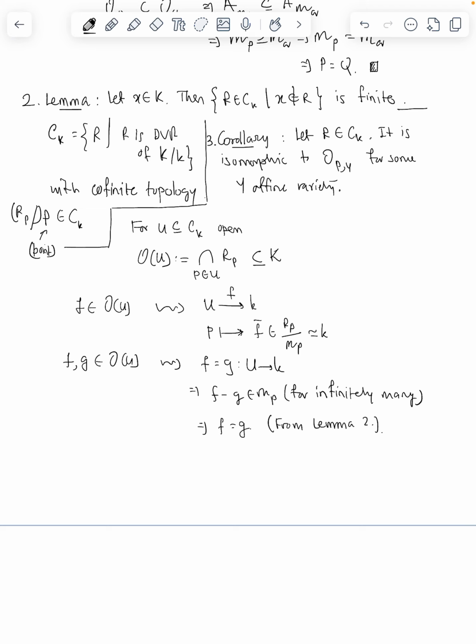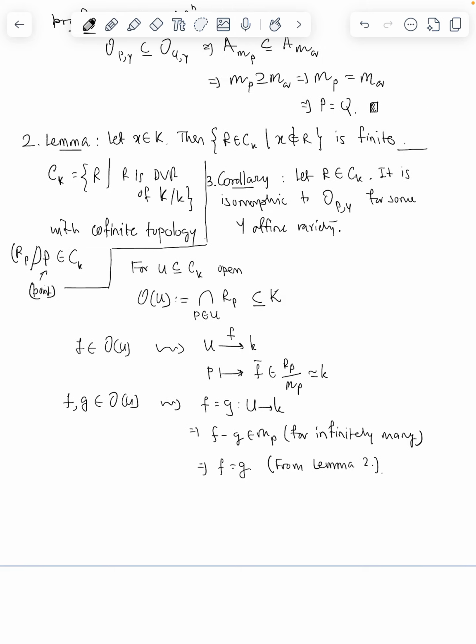And so what I'm trying to say is, if you have some element f in K, that again follows from lemma 2. So if you have some element of K, it cannot belong to R for only finitely many R. Meaning, you just remove those finitely many things from CK. That's an open set because it's the cofinite topology, and let's call it U. So that's in RP for all P in U, so that's a regular function in U.